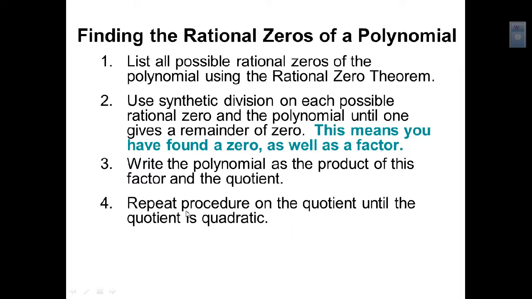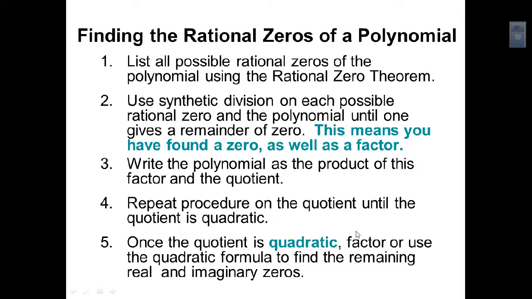And then you're going to repeat this procedure on the quotient until the quotient is a quadratic. Once it's a quadratic, remember that's a degree 2, you can either factor it or you can use the quadratic formula. So once you get it down to a quadratic, it's easy to deal with. And the good thing about having it down as a quadratic and using the quadratic formula is that the quadratic formula will find all the remaining real, even if they're irrational, zeros, and any imaginary zeros at the same time.